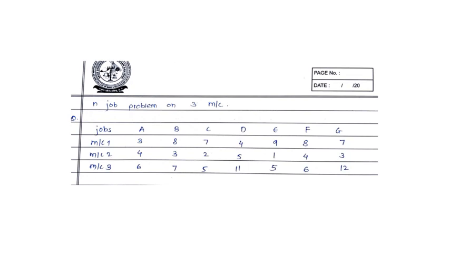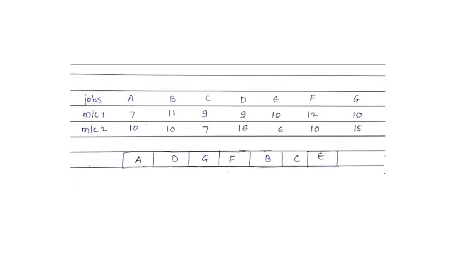After converting the 3 machine problem into a 2 machine problem, the problem will look like this. Now we have to find the sequence. If we look for the smallest time, the smallest time is 6 for job E on machine 2. So we put it at the last of the sequence, and similarly we can calculate for all the remaining jobs. The sequence will be A, D, G, F, B, C and E.